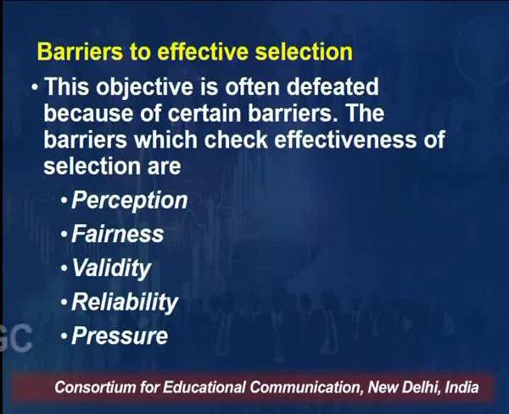So when it comes to effective selection, there are certain barriers or challenges that are faced by the HR managers. We all know that the main objective of selection is to hire people having competence and commitment. Now, what are the barriers to effective selection? This objective is often defeated because of certain barriers. The barriers which check effectiveness of selection are perception, fairness, validity, reliability, and external pressure.